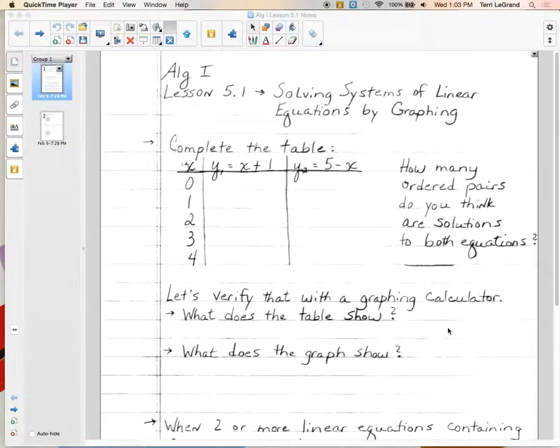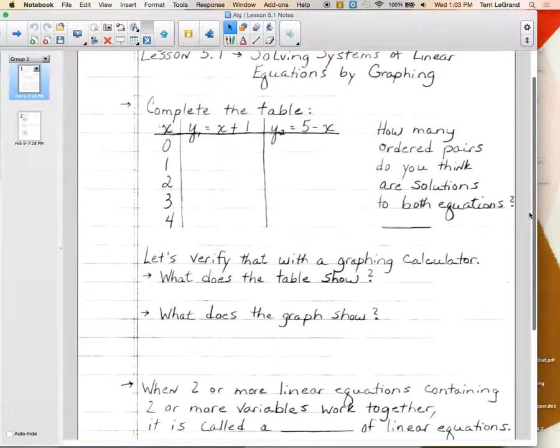Systems of linear equations by graphing, but first of all, I wanted you to complete this table. In other words, if we were going to graph these two equations, we could complete a table to help us get some ordered pairs to put on our graph. Okay, so when we substitute these x values into y sub 1, our first equation equals x plus 1, what are the y values that correspond? Run down the table for me.